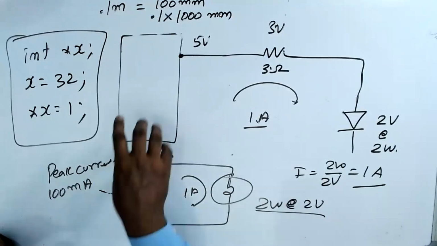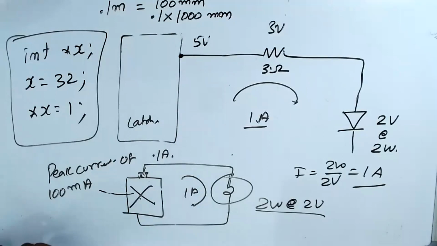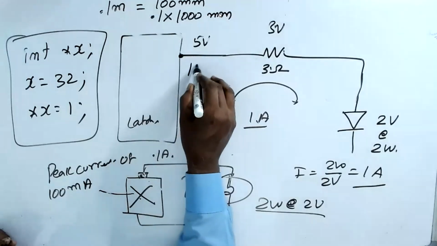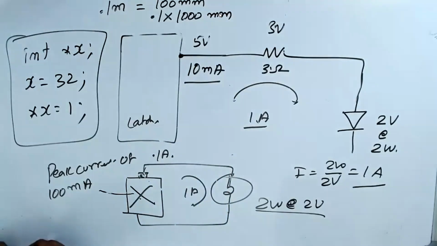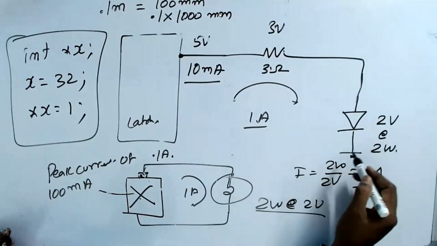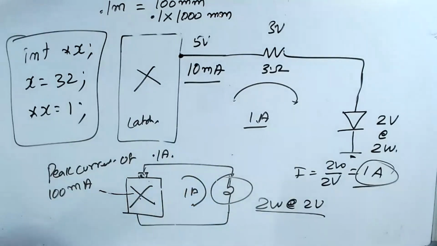You are not supposed to draw more current than what the source is giving. Like that, this latch manufacturer will tell you that my latch can supply only 10 milliampere. How much? 10 milliampere. But now what is happening? You are drawing 1 ampere. This latch will be spoiled.